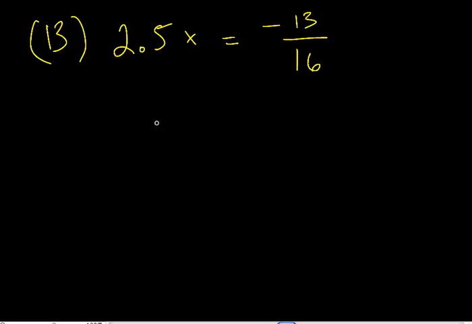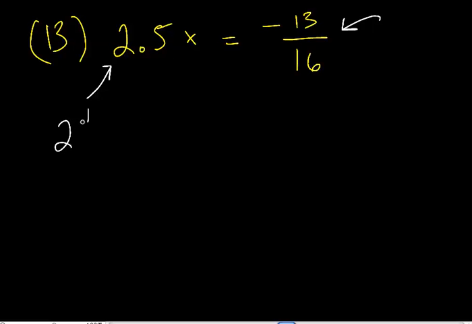This is a continuation of the study guide, so just jump right into it. Number 13 here says 2.5x equals negative 13 over 16. Now I got a decimal here, I got a fraction here. I have two choices. I can turn this into both fractions or both decimals. But I don't really know how to turn this guy into a decimal too easily. But I do know that I can turn this guy into a fraction pretty easily.